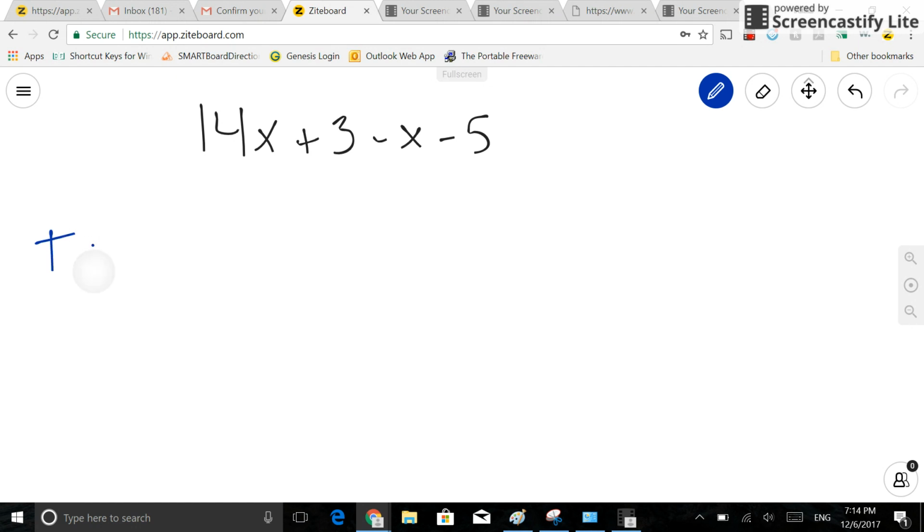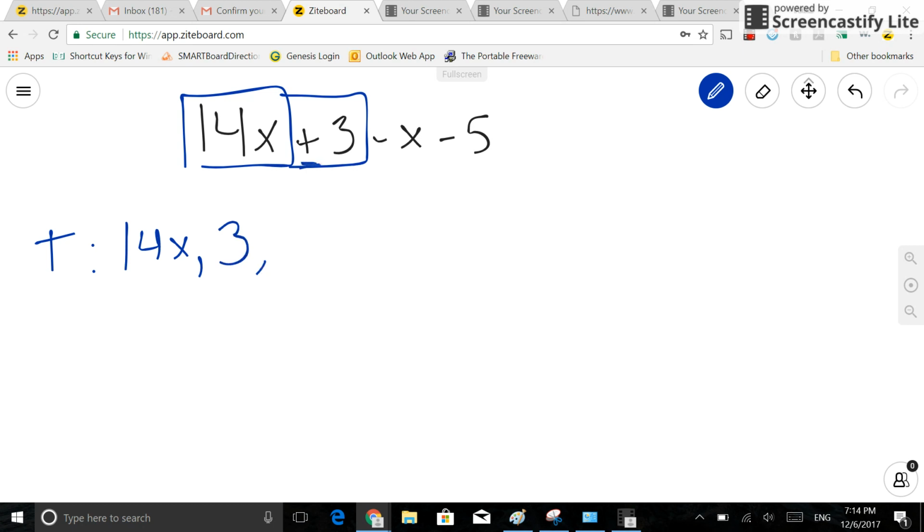A term is basically a variable, the number, and whatever sign is in front of it. So I'm going to think of this as a positive 14x. This is a term. The x and the 14 are next to each other, so they are considered one term. Next, you have this plus 3. That is actually considered a positive 3. So this plus, I want you to think of it as a sign that's attached to this number. So it's not just a plus 3, it's also a positive 3.